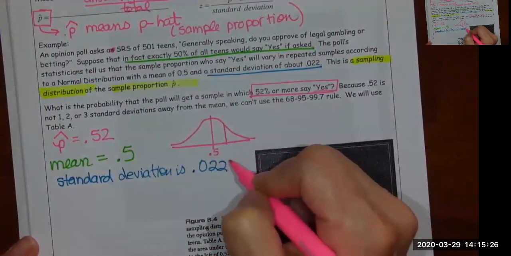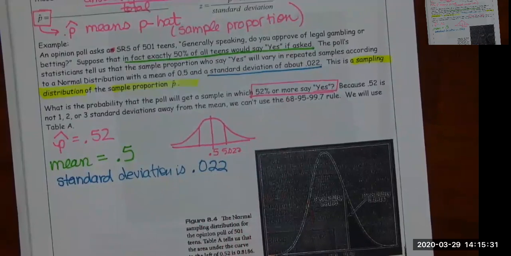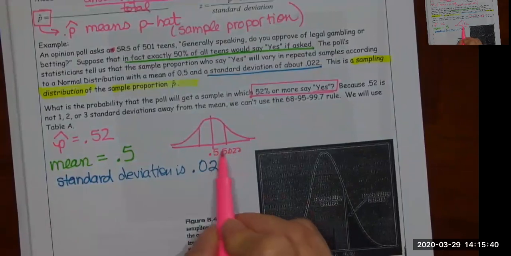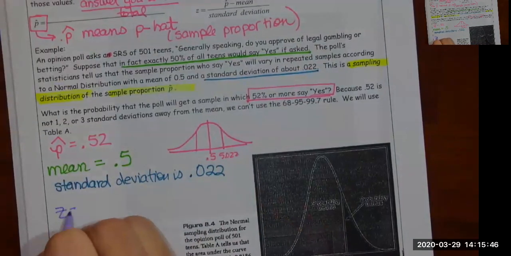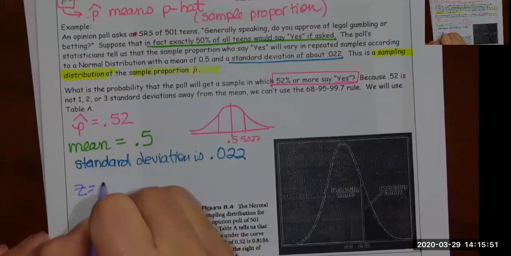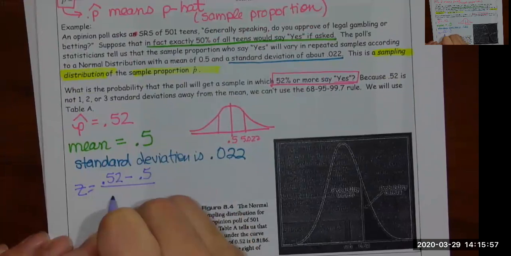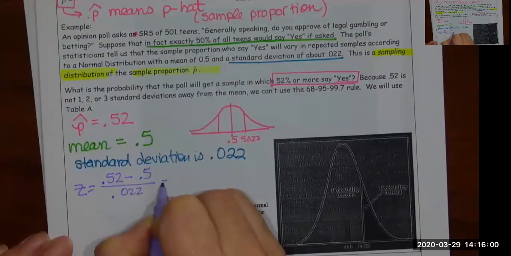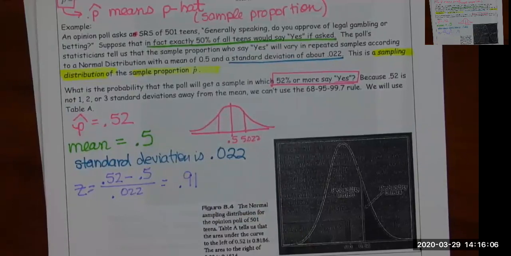So this would be 0.522, and we just keep adding it on, right? 52 is going to be up above that, so let's look at what we would do. We need a z-score, since z is not just going to be 1, 2, or 3 standard deviations, so we'll figure out our z-score, and z from up here, right, is p-hat minus the mean over the standard deviation. Okay, easy to do the math, use a calculator.